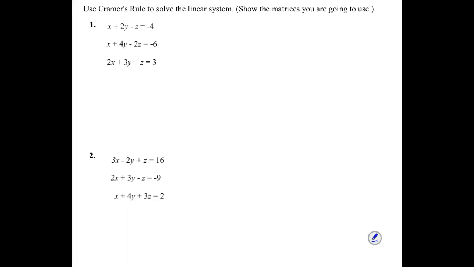So the first matrix that we are going to create is just our plain D matrix. All right, this is our coefficient one. Straight bars mean we're finding the determinant of this. And we are just taking the coefficients. So for my x's, I have a 1, 1, and a 2. That's going to be my first column.